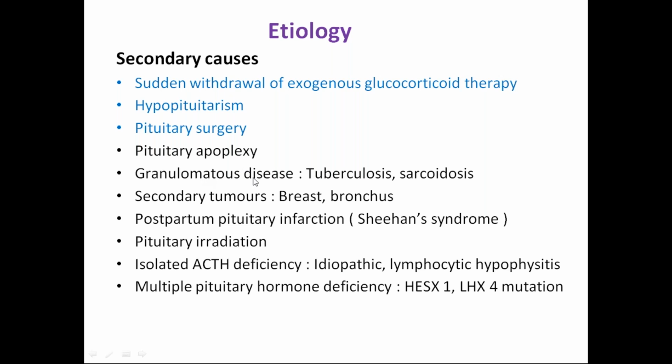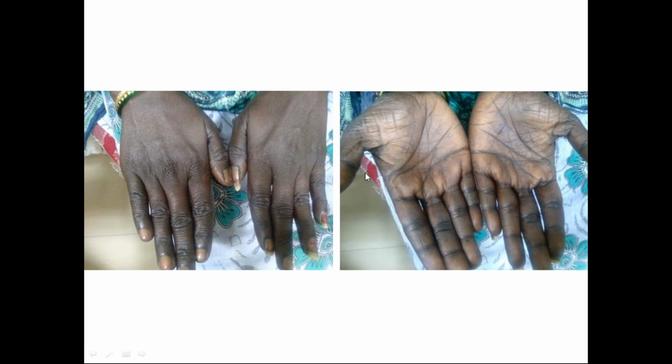Then pituitary apoplexy, and postpartum pituitary infarction, which is Sheehan syndrome, seen in the postpartum period in females. So it's the typical pigmentation of the hands, you can see.